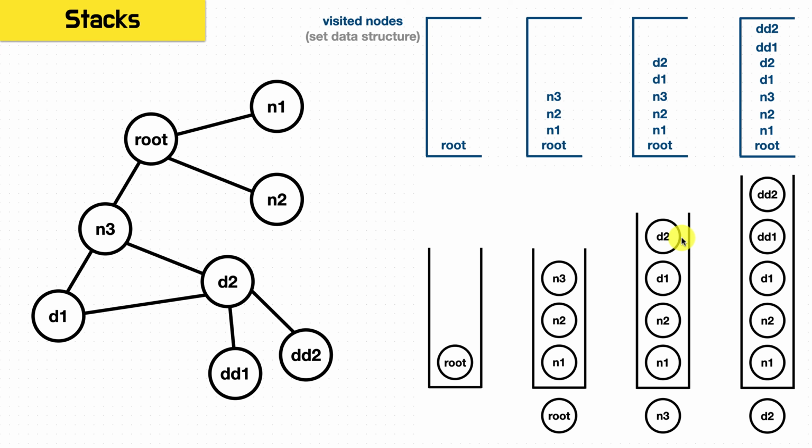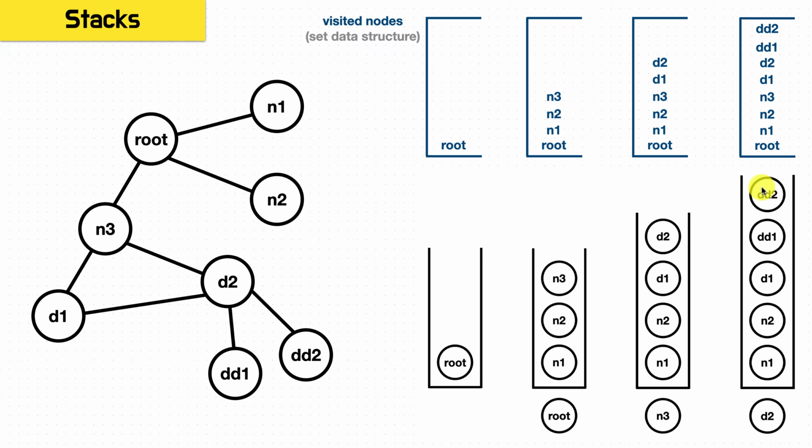Then because D2 is at the top of the stack, we pop D2. Then we add D2's neighbors, DD1 and DD2, but then also N3 is a neighbor, but because N3 exists in this visited node set, we don't add it again. Then we pop DD2. And there's no more nodes to add, they've actually all been added. So now all the items on the stack will just pop off to move backwards.